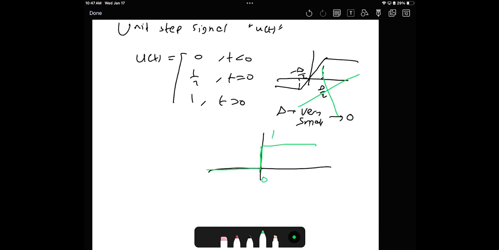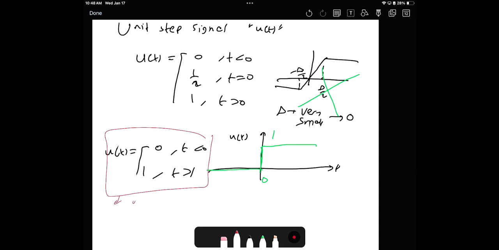Here's 0, here's 1. The delta period is very small because it equals 1/2 exactly at t equals 0, and no other value. So in order to avoid all of these confusions, we will not talk about what happens at exactly 0. We will talk about what happens before 0 and after 0. So we will say u of t equals 0 when t is less than 0, or equal to 1 when t is larger than 0. That's what we will use. We will not worry about the 1/2.